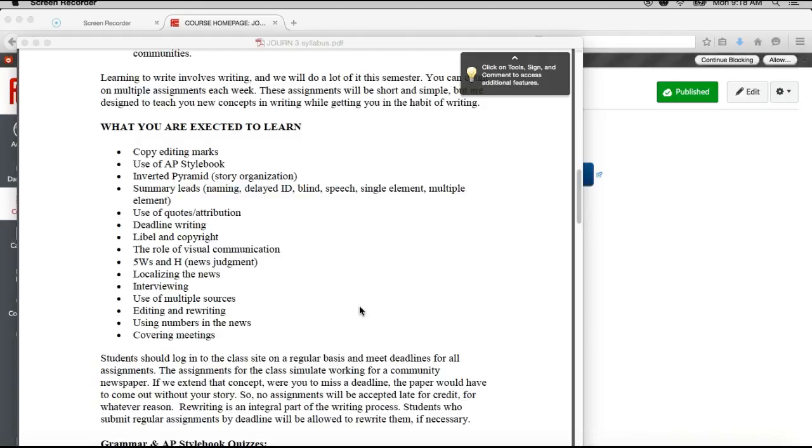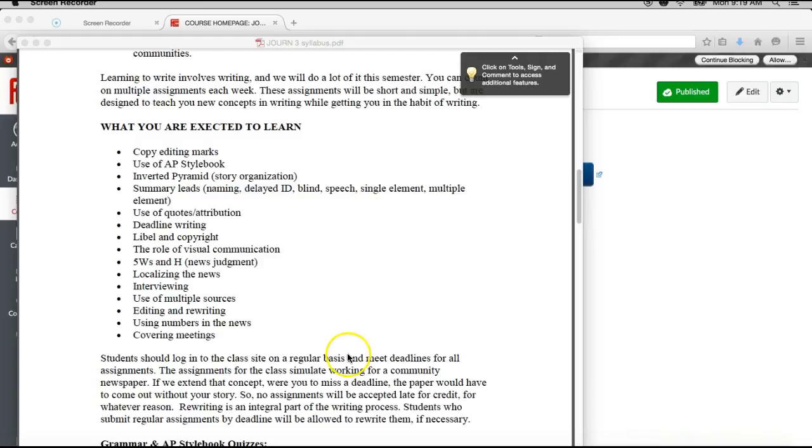You're also going to learn about editing and rewriting. One of the things I tell my students is to never fall in love with your first draft. You have to rewrite and rewrite until you believe it's as perfect as it could be. You're also going to learn so much more, and we're going to uncover some of these things as we go through the semester.